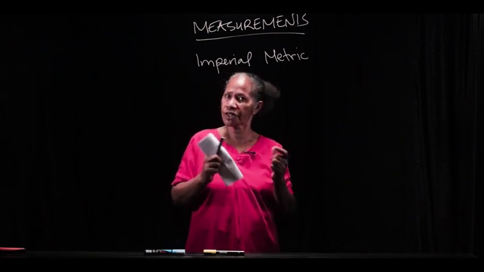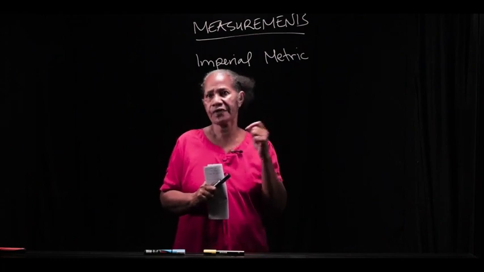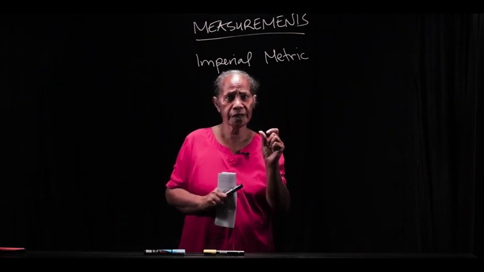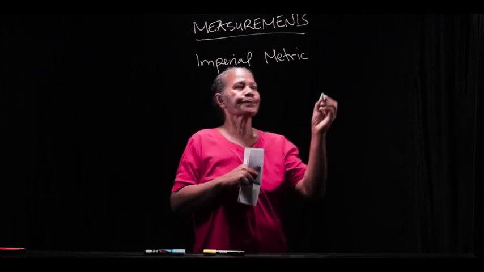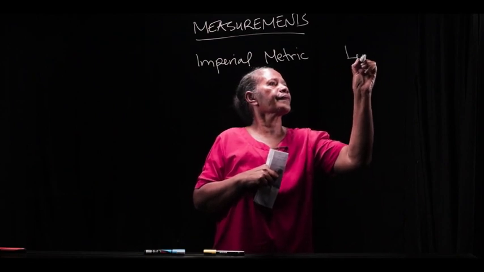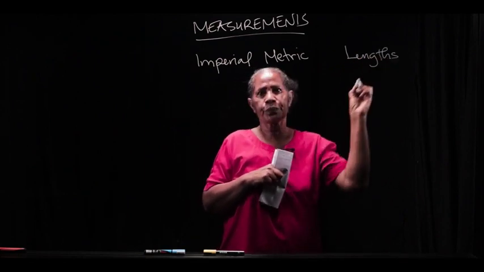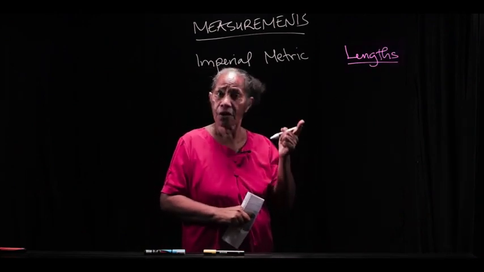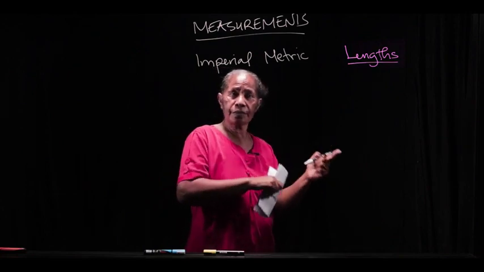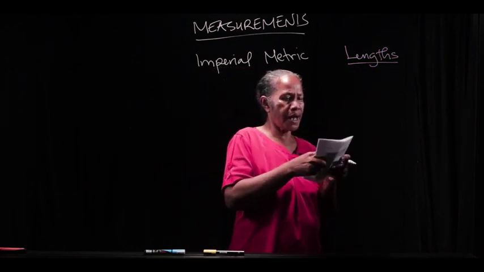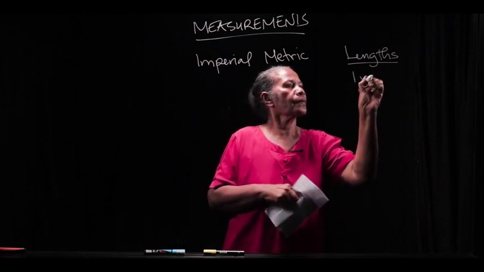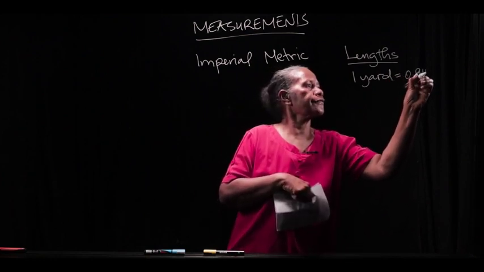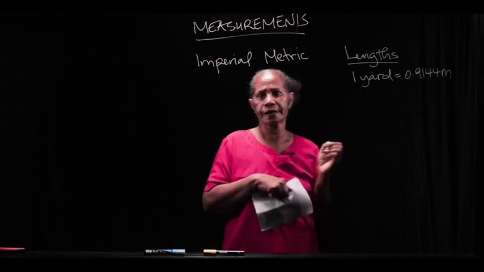We're going to be looking at conversion of the imperial to metric and vice versa. We're going to look at two main measurement conversions today, and they are the lengths and the volume. So we're going to look at the conversion of lengths and the conversion of volumes from imperial to metric. For the lengths, we have 1 yard is equal to 0.9144 meters. That's for the length.